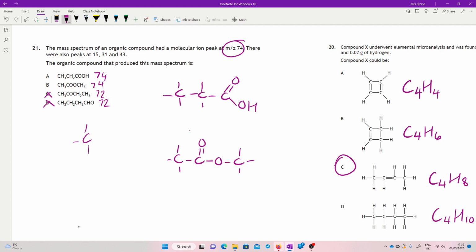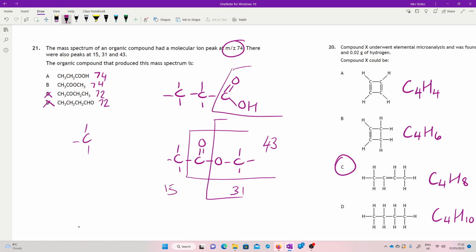Okay, if I break this here, I can get a 43. If I break it here, I can get a 31. Something like that, and there's my 15 at the end. So this one works. Just to be clear, if I break this one here, I end up with a 45, which is why it's not working as well. There's my 15. Okay, so correct answer on this one is the ester, B.